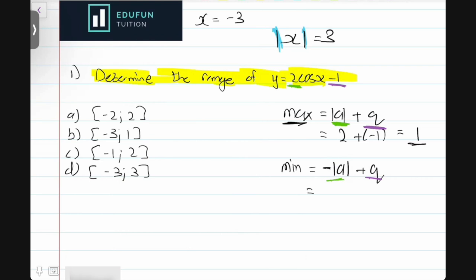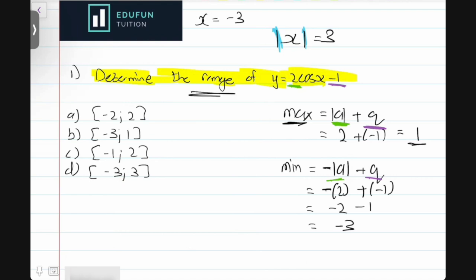Your minimum value is going to be how much? So what is the absolute value or the magnitude of your amplitude? The magnitude of your amplitude is 2. So you're just going to put minus 2 plus the vertical shift, which is minus 1. So it's minus 2 minus 1, which is minus 3.